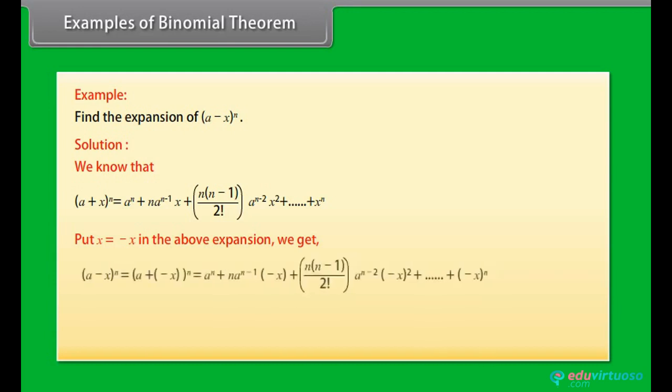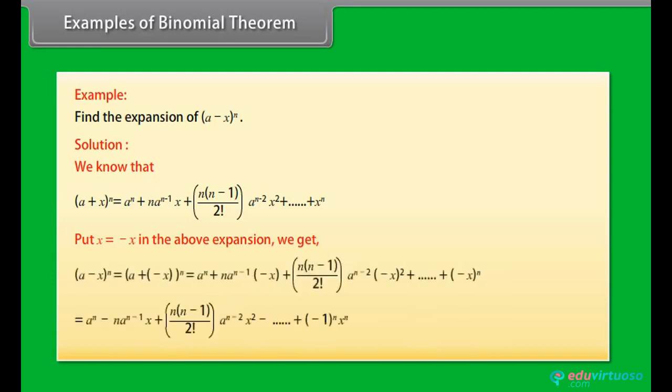We get a raised to power n, minus n into a raised to power n minus 1 into x, plus n into n minus 1 by 2 factorial into a raised to power n minus 2 into x square, up to minus 1 raised to power n into x raised to power n.